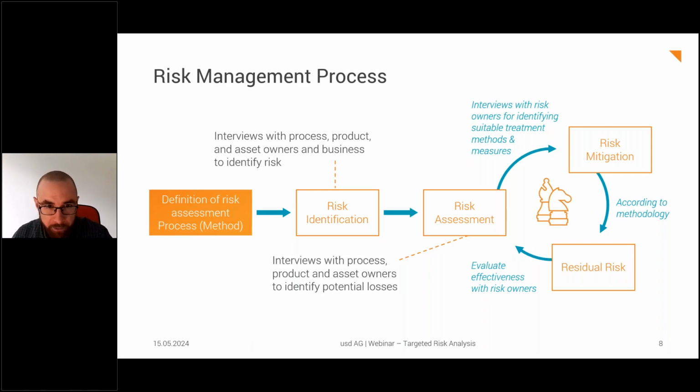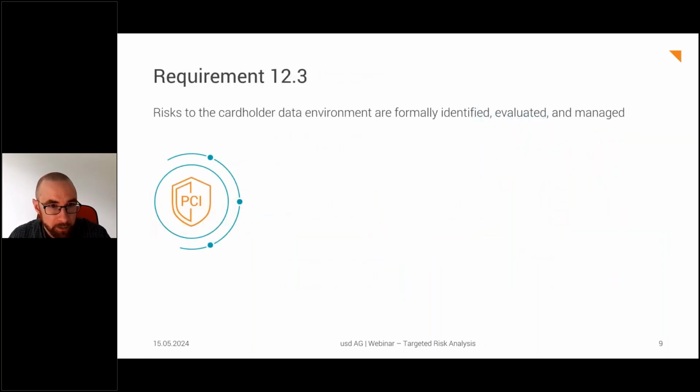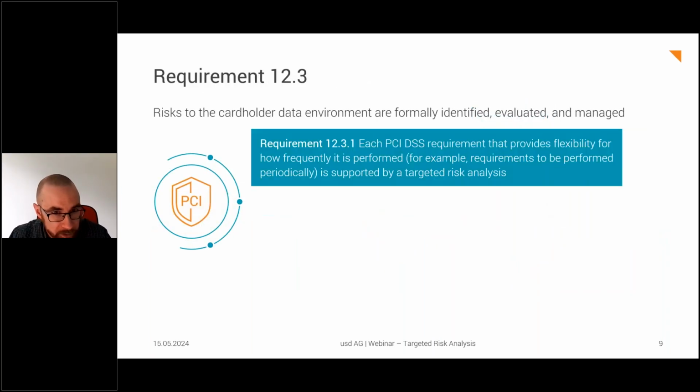So let's get into the different parts of the requirement. Here we see requirement 12.3.1, so the first sub-requirement of 12.3. It says that for each requirement that provides some flexibility in how frequently it is performed, you need to support these choices with a targeted risk analysis.